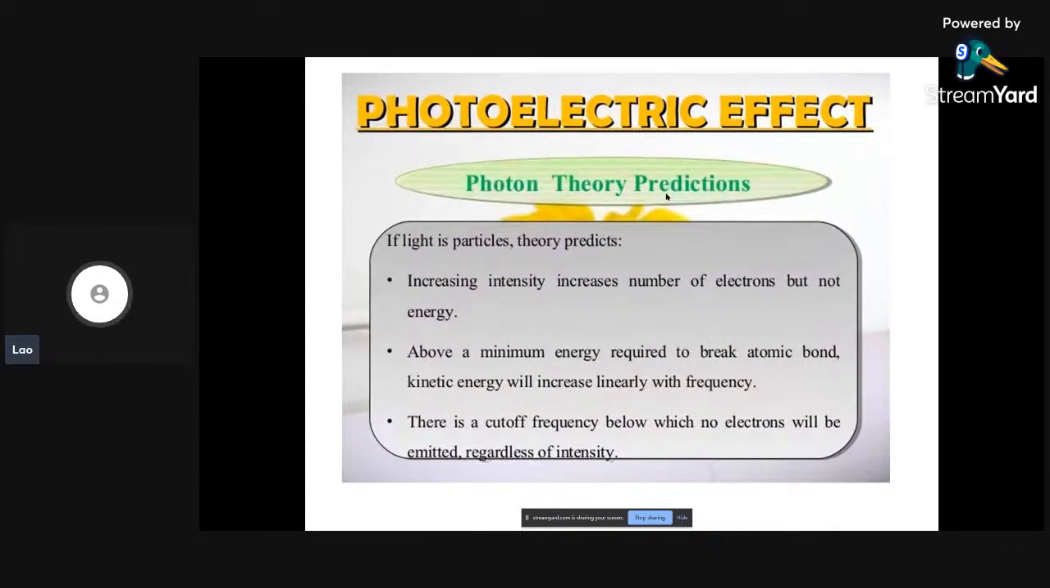Well naman sa photon, so if the light is particles, ito daw yon. Pag in-increase natin yung intensity, increases the number of electrons but not the energy. Above a minimum energy required to break the atomic bond, kinetic energy will increase linearly with frequency. There is a cut-off frequency below which no electrons will be emitted regardless of intensity. So yun yung inaano natin. Pagka particles, it's not something to do with the intensity but the frequency.